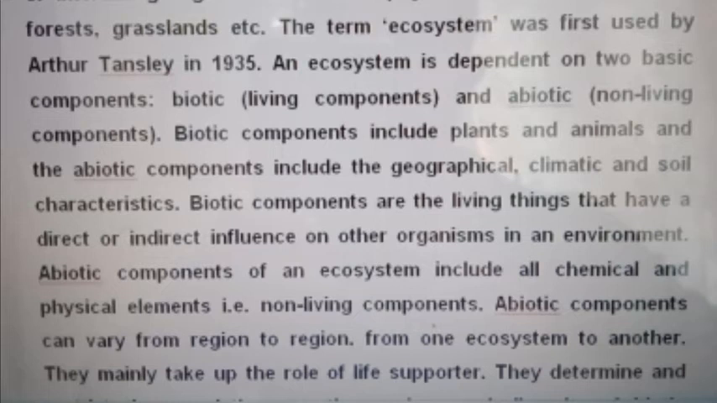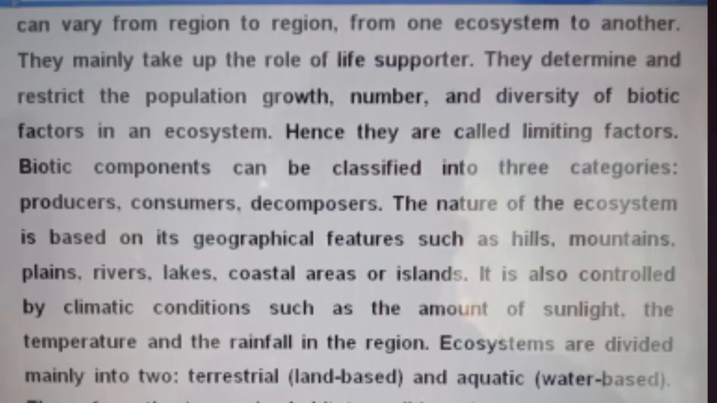They mainly take up the role of life supporter. They determine and restrict the population growth, number, and diversity of biotic factors in an ecosystem. Hence, they are called limiting factors. Biotic components can be classified into three categories: producers, consumers, and decomposers.